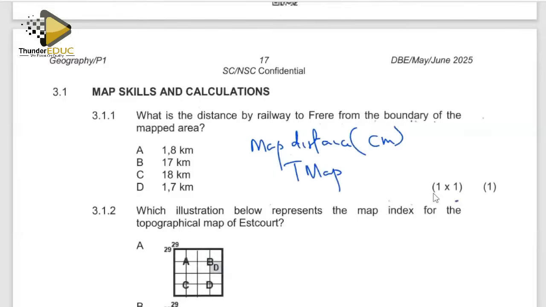to convert directly from the map distance to the distance in kilometers, you multiply by 0.5 kilometers. That's the scale of the topographic map in kilometers. If it's an orthophoto map, you multiply the map distance in centimeters by 0.1 kilometers. You get your answer directly in kilometers.